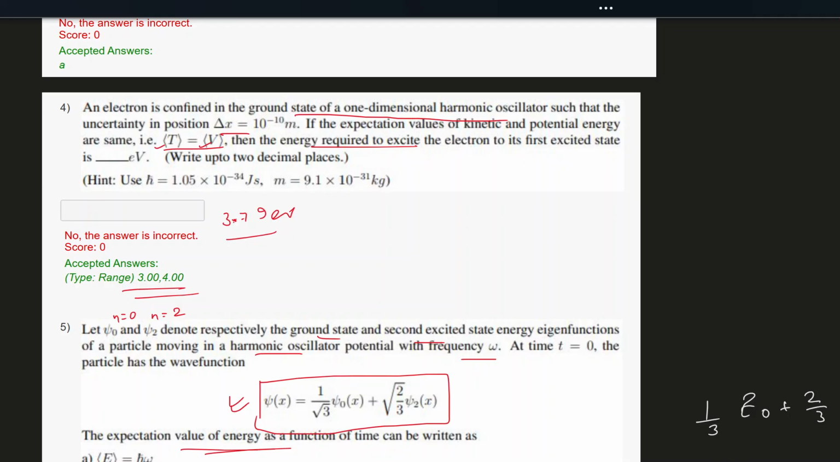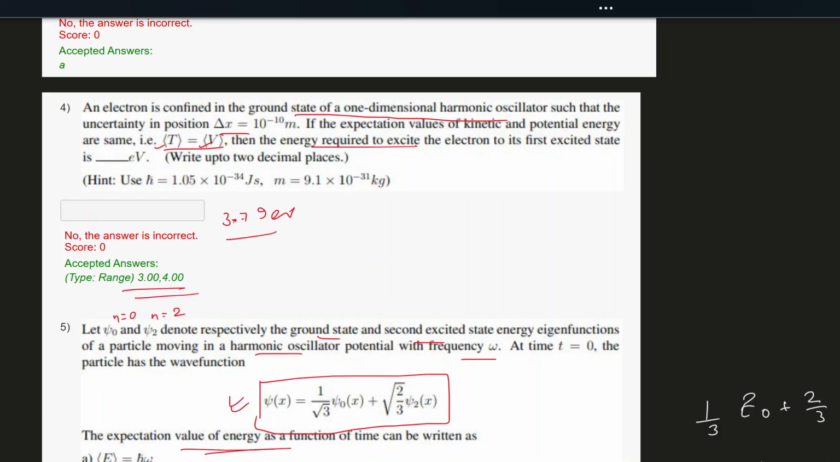And for the harmonic oscillator case, you know that E naught is for n equal to 0, so it is half h cut omega, and it was not E1, this is E2. E2 is 2 plus half h cut omega, that means 5 by 2 h cut omega. So taking h cut omega common, this is 1/3, 2/3 and 2 plus half. So 5 by 2 h cut omega.